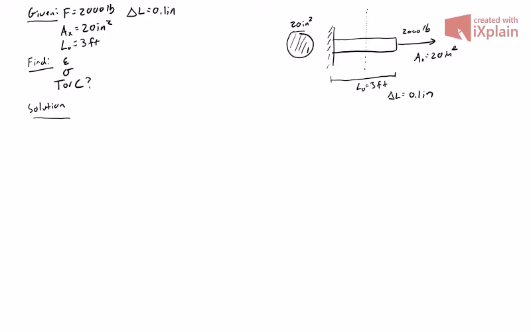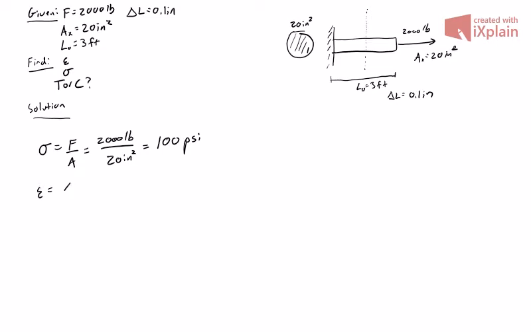Right, so for our solution, we know that normal stress is equal to force divided by area. We're given a force of 2,000 pounds, and we're given an area of 20 square inches. So it's pretty easy to show that the stress is 100 psi.